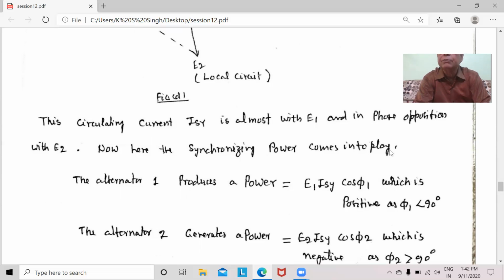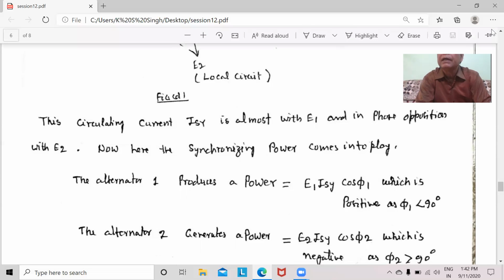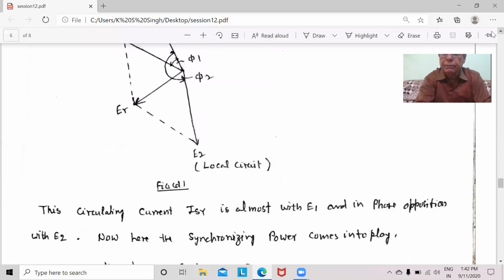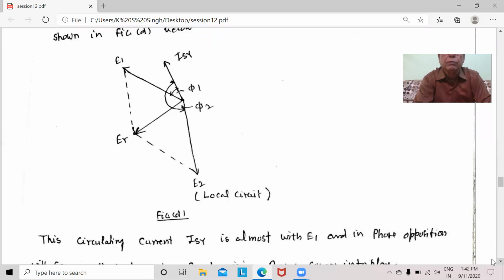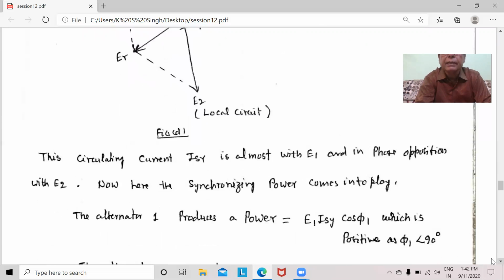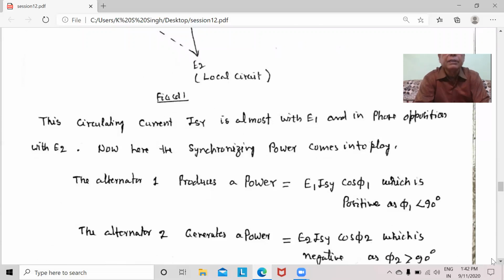If you see in the figure, this phi 1 is less than 90 degrees. Hence the value of E1 ISY cos phi 1 is a positive value, since phi 1 is less than 90 degrees. The other alternator generates a power E2 IS2 cos phi 2, which is negative because phi 2 is more than 90 degrees.